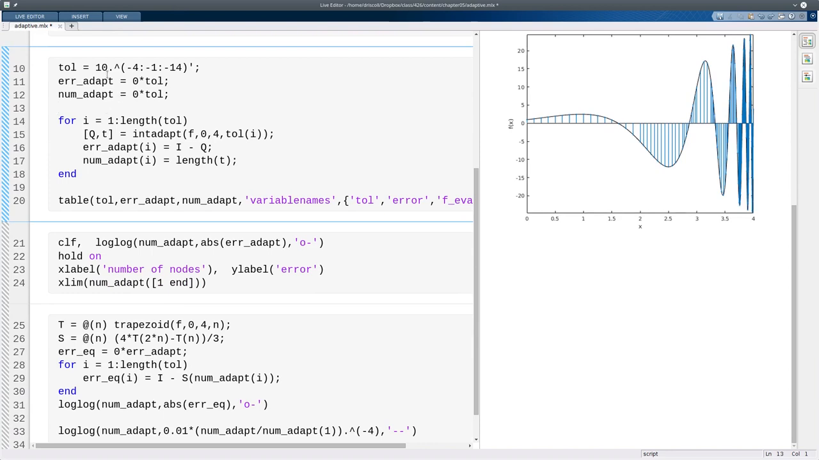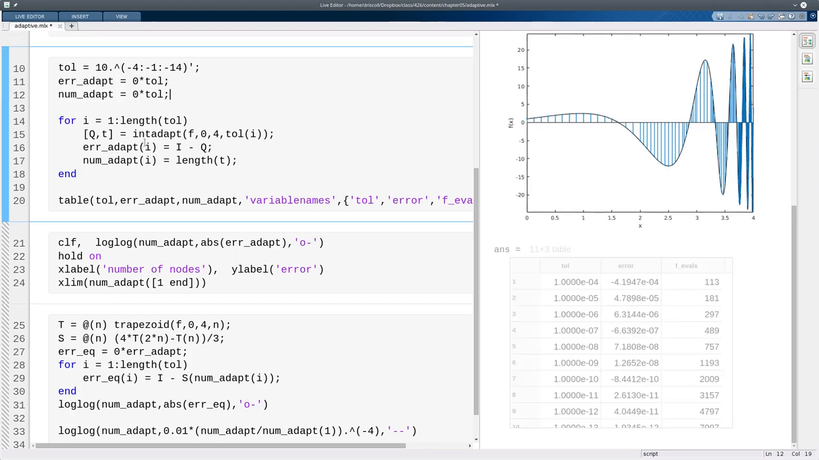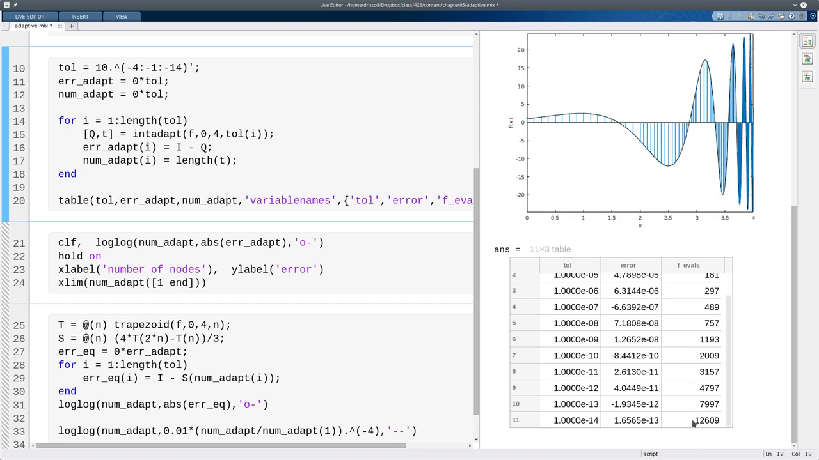Next, I'll do an experiment. So I'll choose decreasing tolerances from 10 to the minus 4 to 10 to the minus 14th. And notice for each tolerance what the actual error was and what the number of nodes was. So as you can see, as we decrease tolerance, the error never does quite match up and be as small as the tolerance. That doesn't happen in every problem, it's problem dependent. But they do decrease pretty much in lockstep. Meanwhile, the number of nodes has to increase to get more and more accurate results.